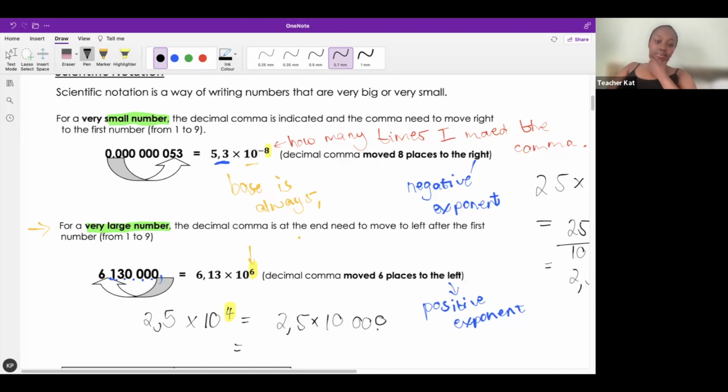So then what is 2,5 times 10,000? Let's check. 2,5 times 10,000, guys. 25,000. Thank you. All right. So do you see how this works? It tells you how many zeros you need. I understand, ma'am.